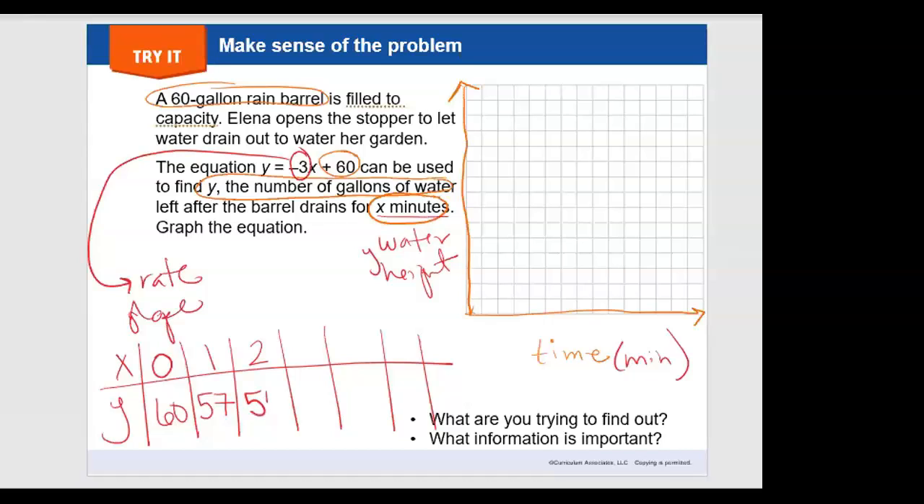54. Okay. What about 3 minutes? What is our height? 51. So for every minute, it's going down how many gallons? 3. Now, is this a good use of our time, writing all of these out? Should we go all the way until we hit a height of 0 to figure this out? Or is there maybe a pattern we could use?